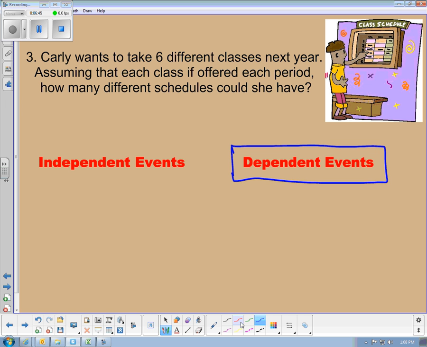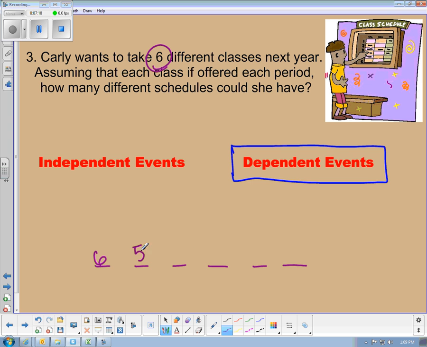So if I look at calculating the number of different schedules she could have, I have 6 different classes, which means there are 6 spots that she has to fill. 1, 2, 3, 4, 5, 6. So when she puts a class in the first spot, there are 6 classes to choose from. Once she assigns one of those classes, she then has to put a class in the second spot. Well, now there's only 5 choices because she's assigned one. So then there's 5 choices for the second hour.